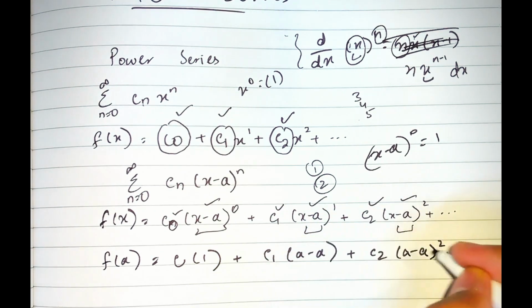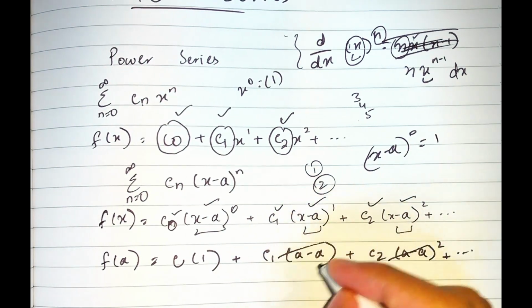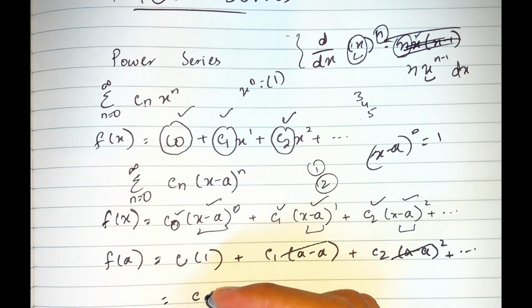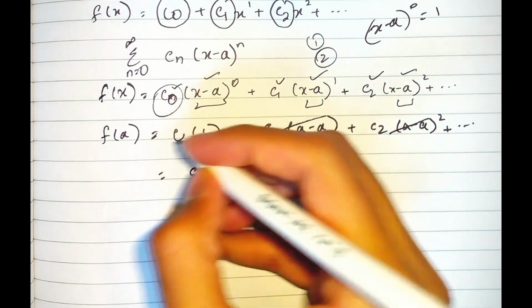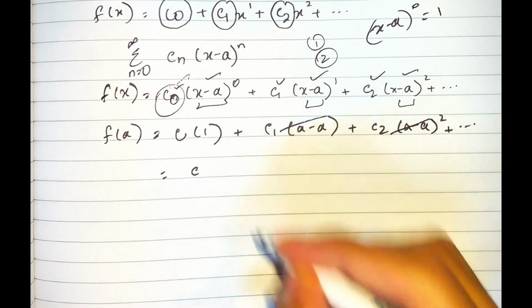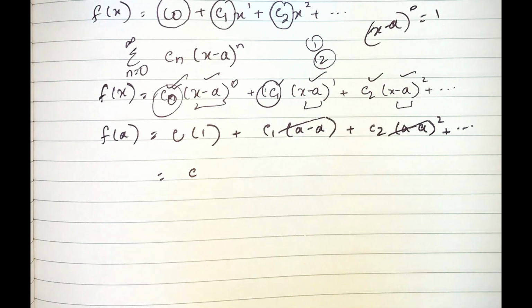So a minus a gives us 0, and 0 multiplied by c1 gives us 0. So these things are cancelled and we are left with c0. See how easy it is to find the value of c0. So we found the value of c0, of course, the first term. Now how can we find the value of c1? Now we will use the concept of differentiation for finding the value of c1.